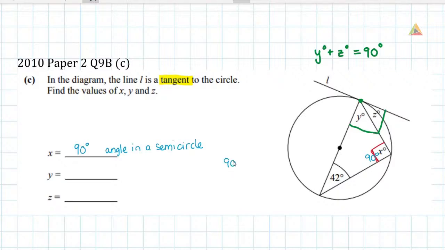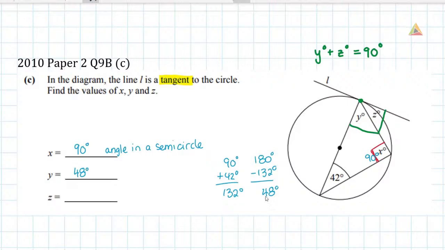So I'm going to say 90 degrees plus 42 degrees, which gives me 132 degrees, and I'm going to subtract that from 180, and that gives me that the size of that angle is 48 degrees. So the angle at Y is 48 degrees, and I used the fact that the three angles in a triangle sum up to 180 to calculate the size of that angle.